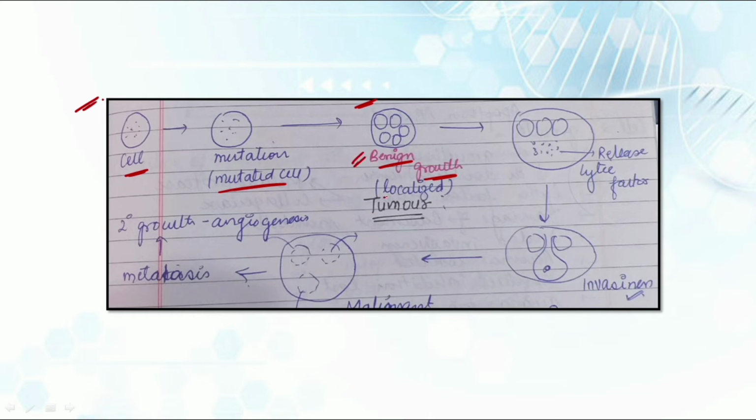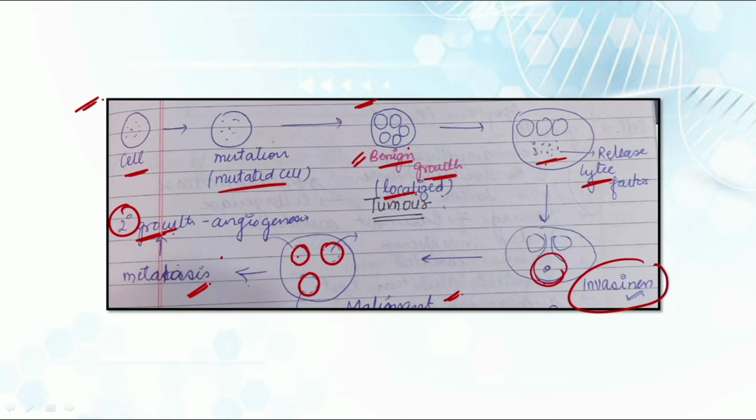So benign growth is localized. Now it leads to the release of some lytic factors, which are the breaking down factors, because of which there occurs invasiveness and it becomes larger in size. As a result of malignancy, these large-sized cells spread to the new location, and there occurs metastasis and then the secondary growth.